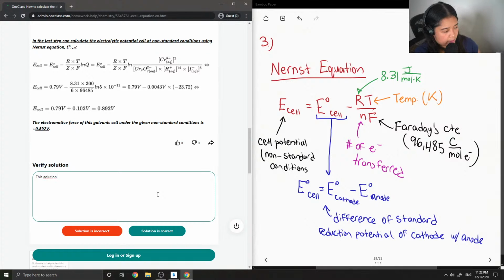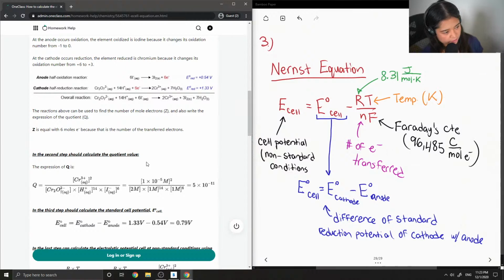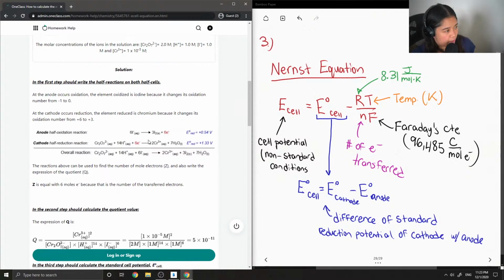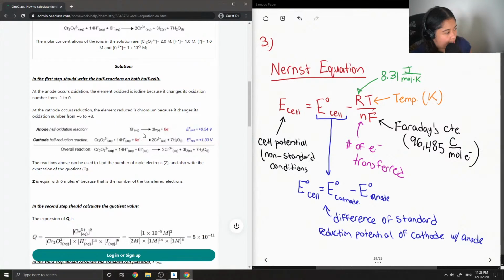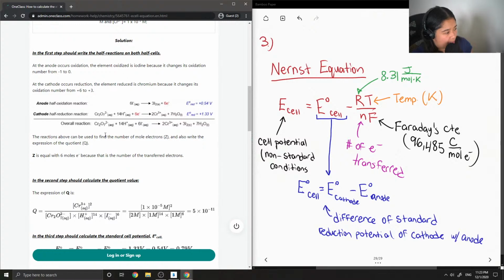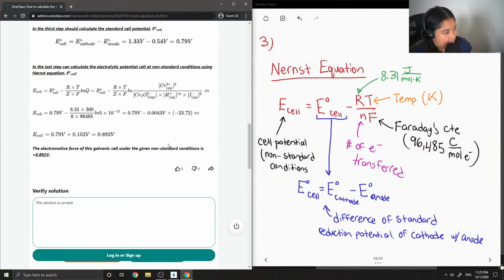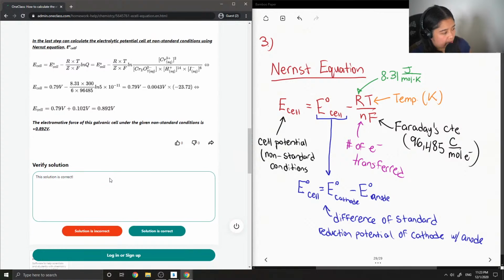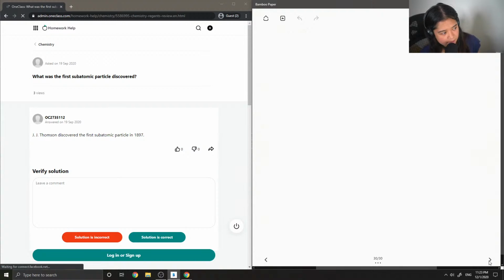So these types of questions are multi-step, and it requires you to really think about how to answer it. It's one of those questions that would be worth maybe like 10 or 12 on a midterm because of how many steps there are. Usually you have to balance your redox reaction, balance your anode and your cathode, and then you have to find the expression of Q and also understand how the Nernst equation works. Okay, so that solution is correct. It's very well detailed.